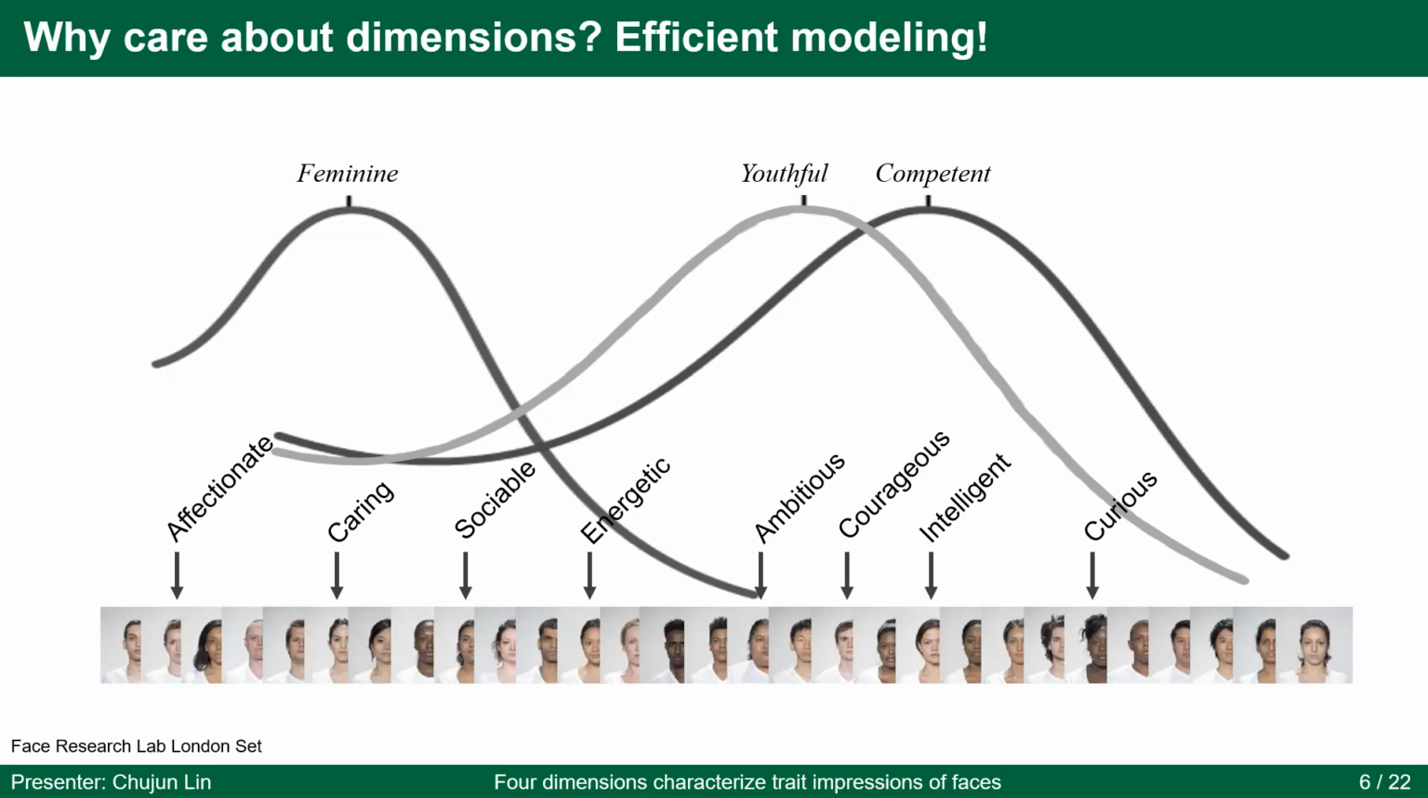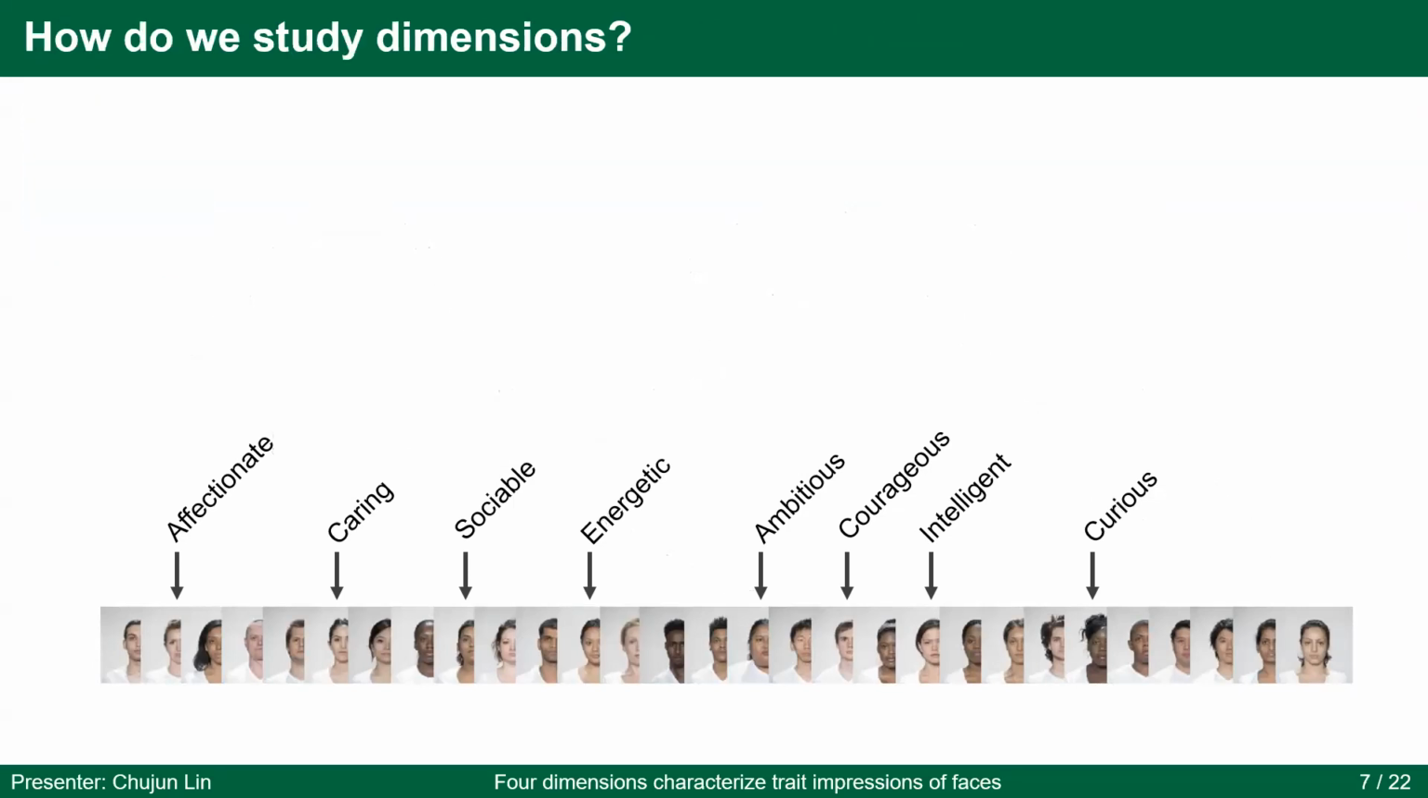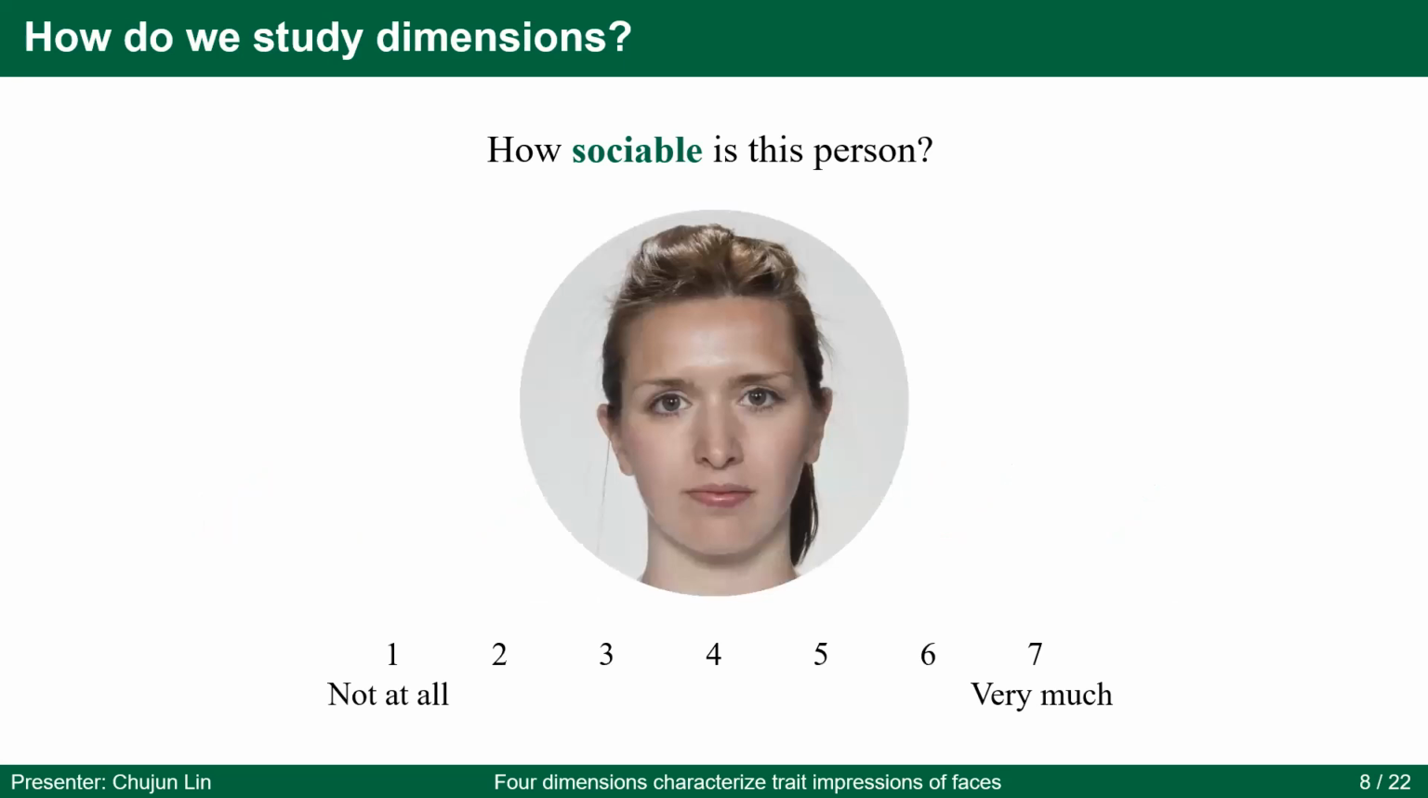Understanding what dimensions underlie trait impressions of faces is crucial to efficient modeling at different levels, such as identifying key mechanisms with which the brain generates these impressions, and predicting key types of biases and stereotypes in social interactions. Research in this field typically first identifies a few frequently used words that describe trait impressions of faces. Then researchers ask participants to rate different faces on each word, typically using a Likert scale like this. Finally, using the face ratings on different trait words, researchers analyze the underlying dimensions.